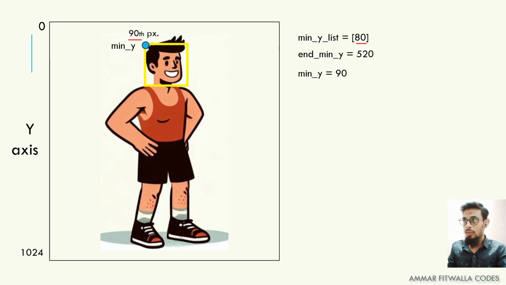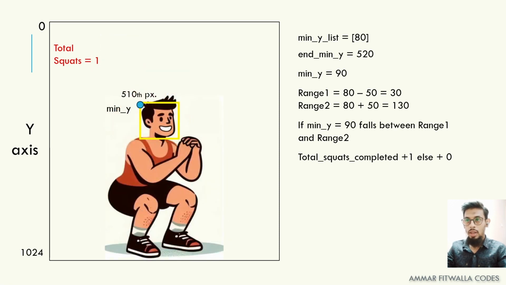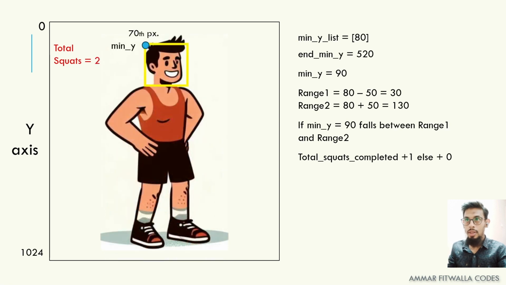So what we will do is we will take this 80th value and add 50 pixels and subtract 50 pixels from it. Okay, so the numbers will become 30 and 130. So we have created this range and we will take the current min y which is 90 and check whether the current min y falls under this 30 to 130 range or not. Okay, if the current min y falls under this range, we are going to increase the count of the total squats to 1.